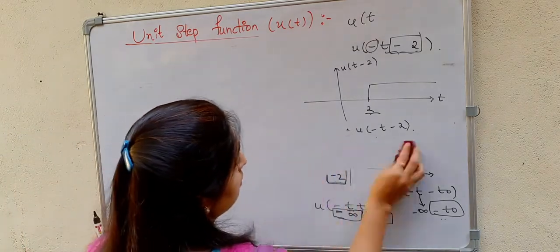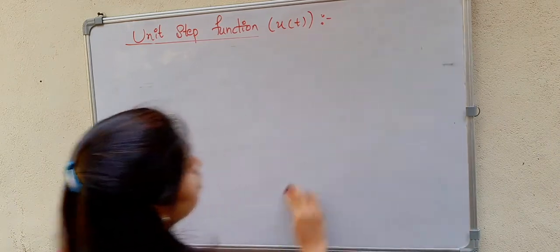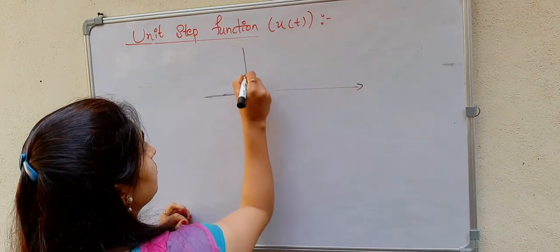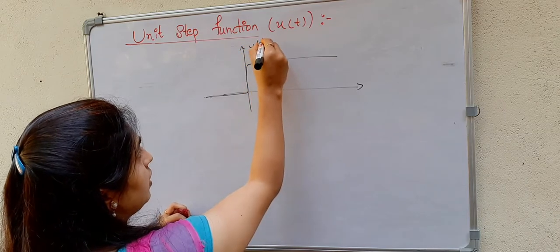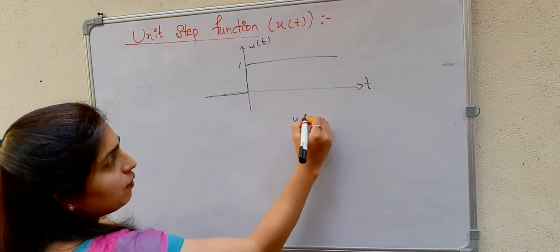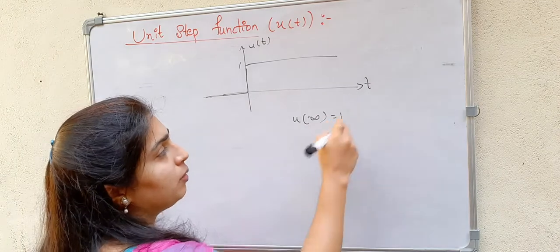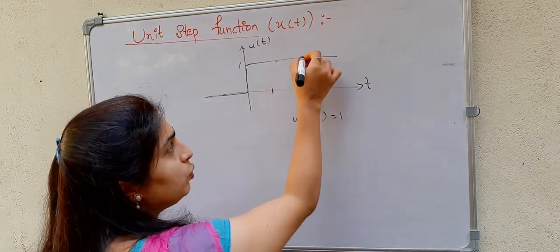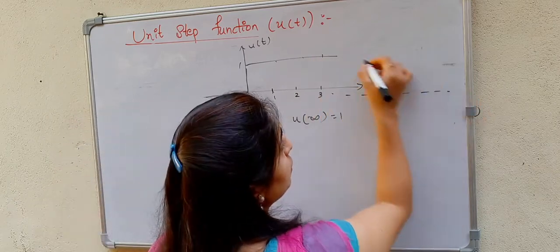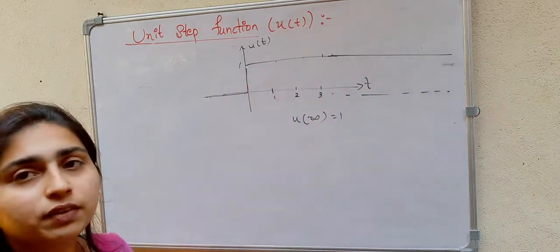Next I will consider some more properties of this unit step function. See, this is our unit step, u of t, height is 1, right? What is the value of u of infinity? u of infinity will be 1, because at u of 1 you have 1, u of 2 it is equal to 1, at u of 3 also it is equal to 1. So as it continues, it will continue with the same height. So u of infinity will be equal to 1.